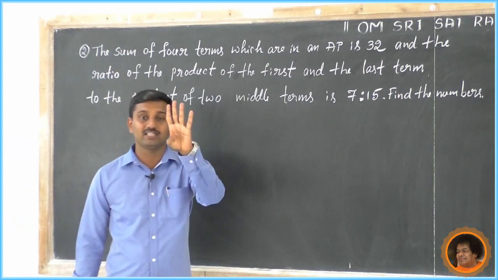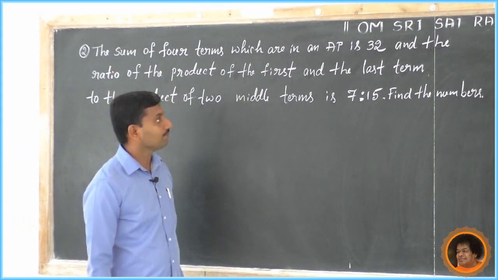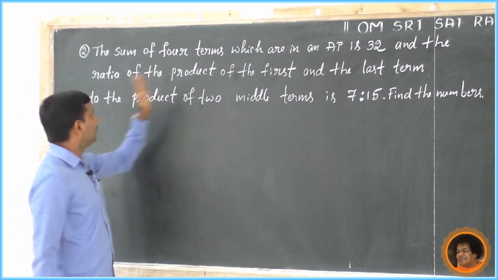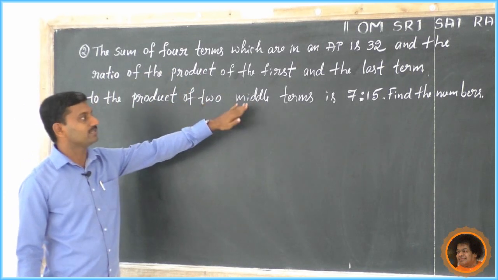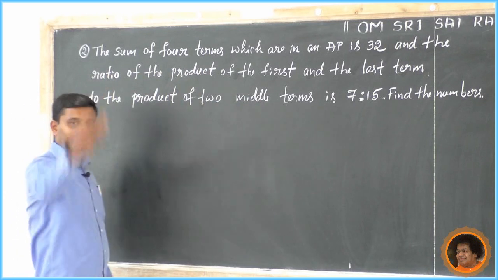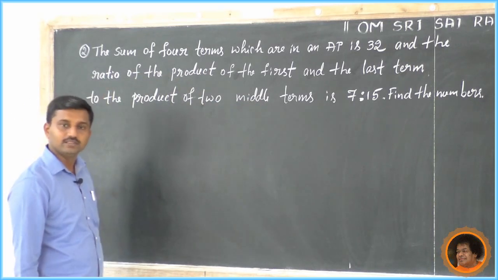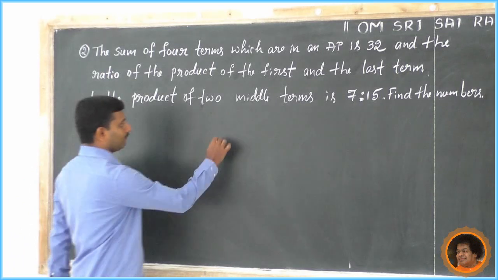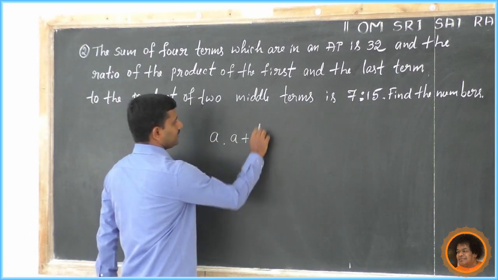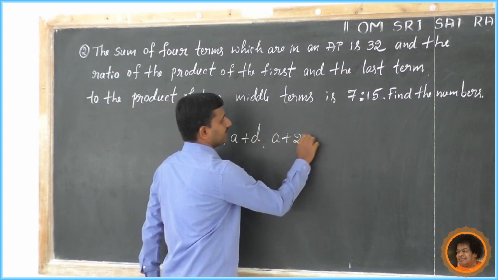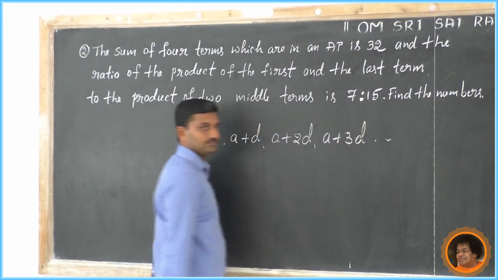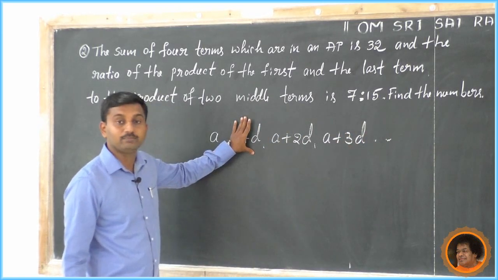First we have to consider the 4 terms are in AP. And the ratio of the product of the first and the last to the product of the middle 2 terms is 7 is to 15. Find the numbers. So just to recall the general form of the AP. So the general form of the AP, A, A plus D, A plus 2D, A plus 3D, so on. So this is the general form of an arithmetic progression.